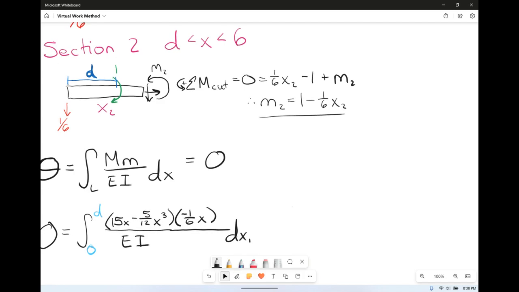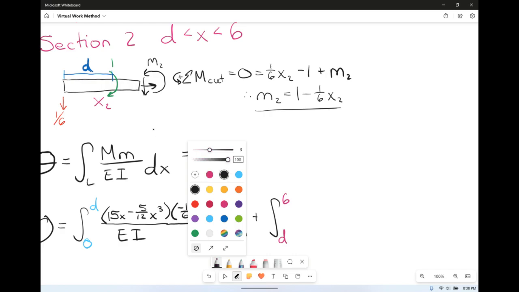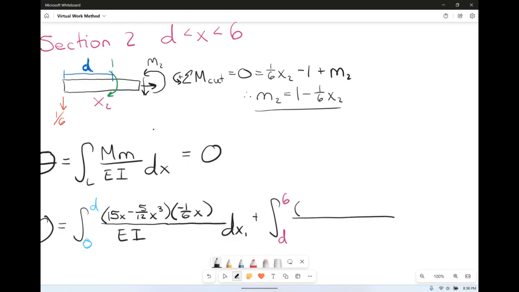Okay, then we need to add in the integral for section 2, which went from D to 6 meters, of again big M, 15x minus 5/12 x cubed, times little m, which was 1 minus 1/6 x2.